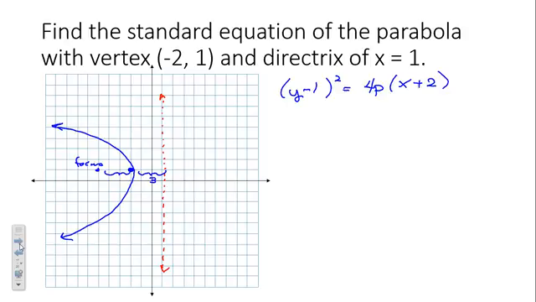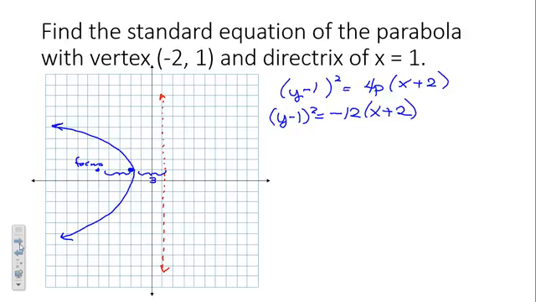Because it's always the opposite of the point. And then 4 times 3 is 12, right? Is it going to be positive or negative? Negative. So (y minus 1) squared equals negative 12 times (x plus 2).